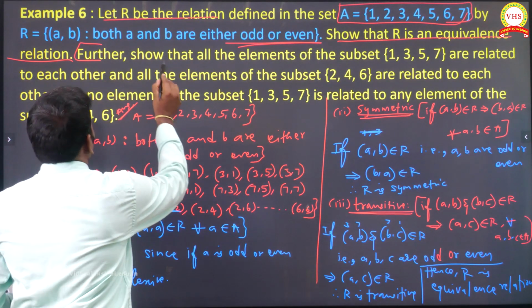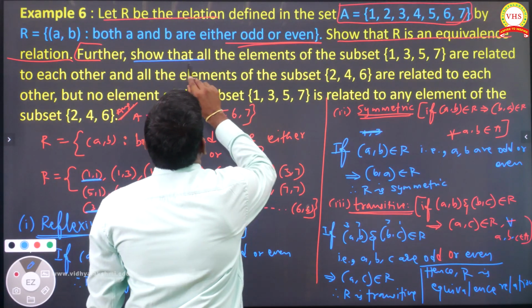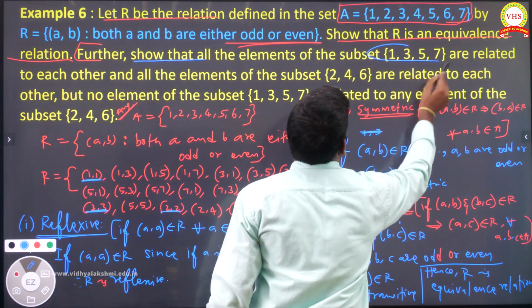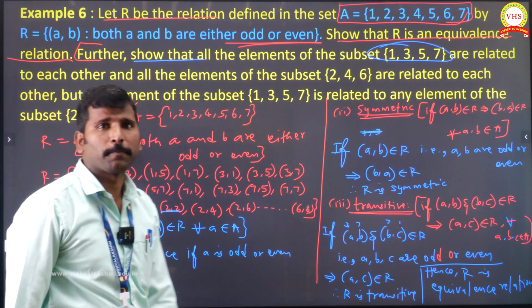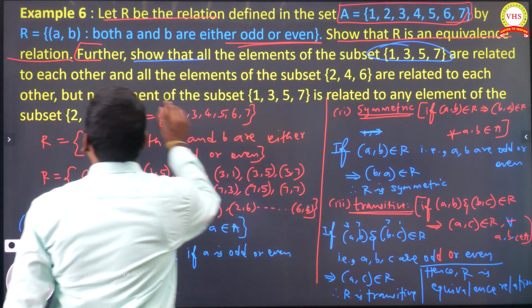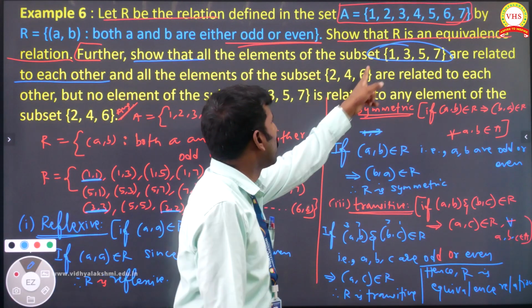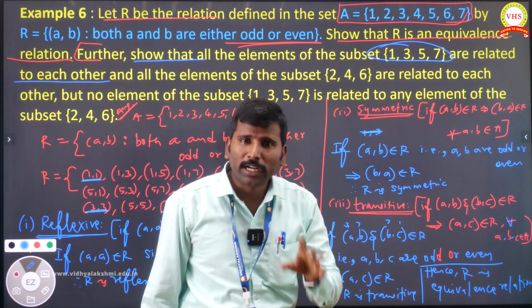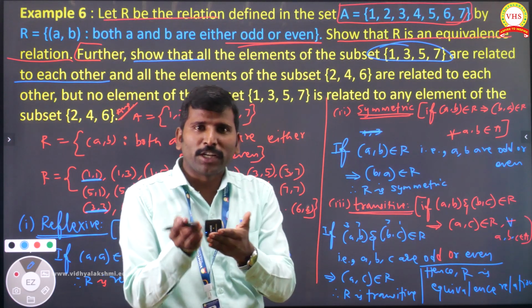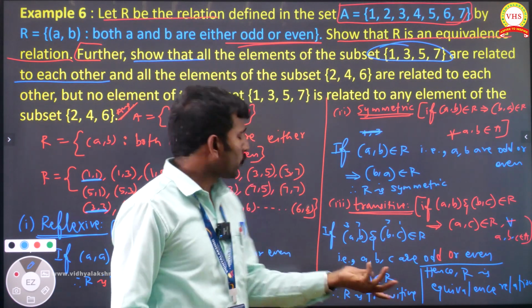Second, what they are telling: show that all elements of the subset {1, 3, 5, 7} are related to each other. Surely they will be related to each other. The reason is all the numbers are odd numbers. An odd number will be related to odd only. So it's not an issue.